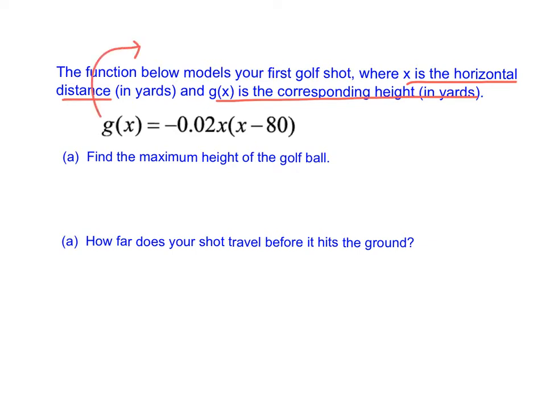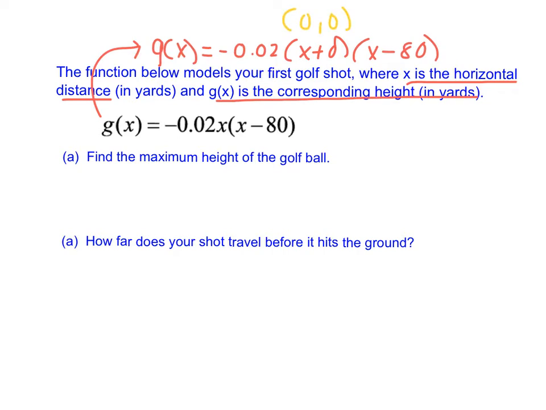So some key information that I can rewrite and then identify here is this would really be g of x is equal to negative 0.02, that x by itself can have an x plus 0, and that can be x minus 80. So here what I can identify, because this is written in intercept form, is my x-intercepts. The first x-intercept is 0, 0, and the second x-intercept is the opposite of negative 80, so that's 80, 0.